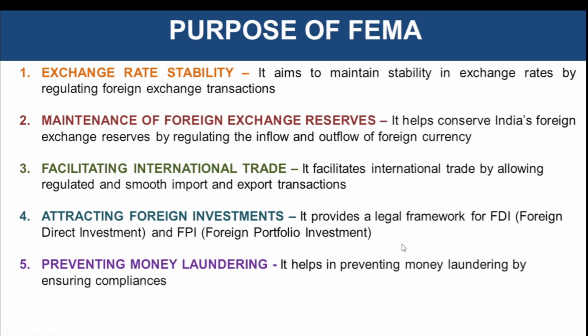Preventing money laundering. FEMA plays an important role in preventing money laundering by ensuring compliance. Under FEMA, documentation should be done properly, records should be kept, KYC norms should be complied with, and all transactions should be monitored and reported. If there is any violation of FEMA norms, penalties and enforcement actions are defined. By facilitating all these things, money laundering cases are prevented.